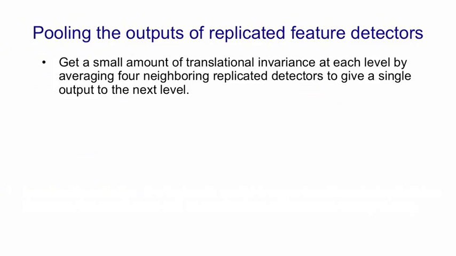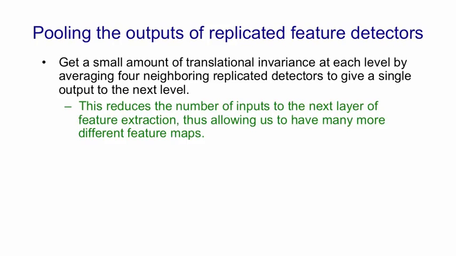If you want to achieve some invariance in the activities, what you need to do is pool the outputs of replicated feature detectors. So you can get a small amount of translational invariance at each level of a deep net by averaging 4 neighbouring replicated detectors. One advantage of this is that it reduces the number of inputs to the next layer so that we can have more different maps, allowing us to learn more different kinds of features in the next layer.